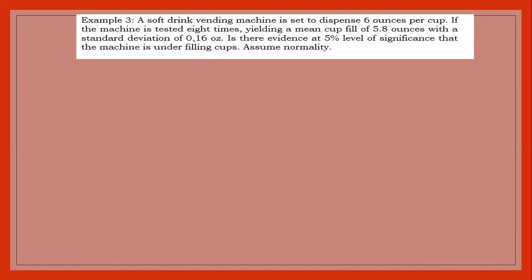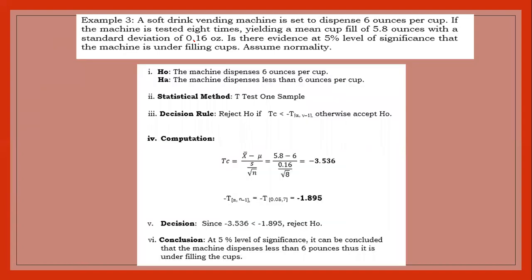Is there evidence at 5% level of significance that the machine is underfilling cups? Assume normality. What will be our test of hypothesis? HO would be the machine dispenses 6 ounces per cup. So inequate lang natin dun sa population mean. Alternative natin is the machine dispenses less than 6 ounces. Bakit kaya less than? What gave us an idea na less than 6 ounces?